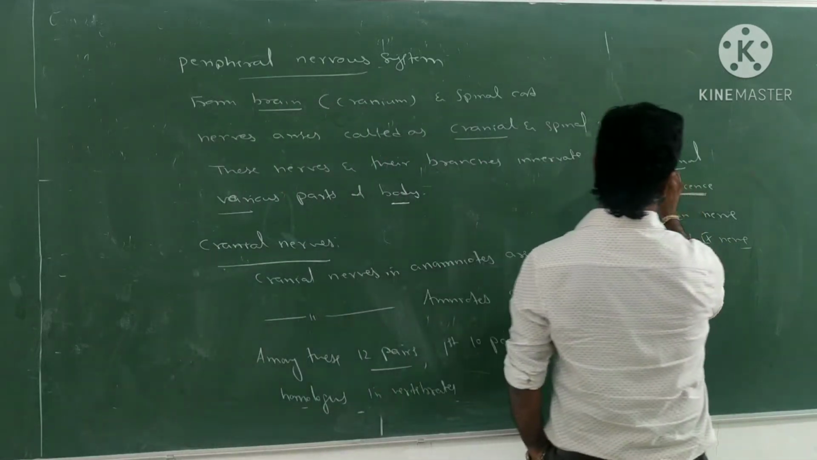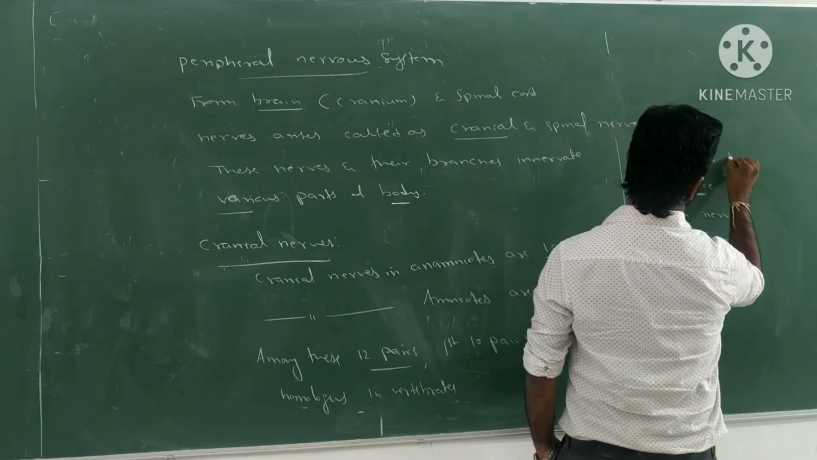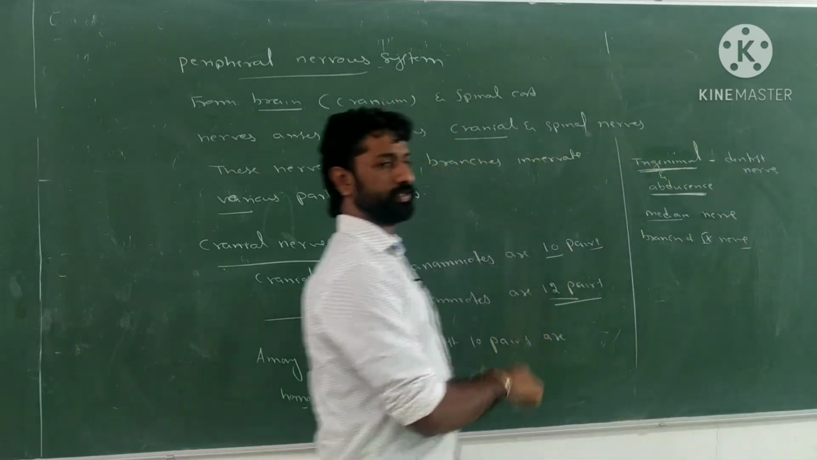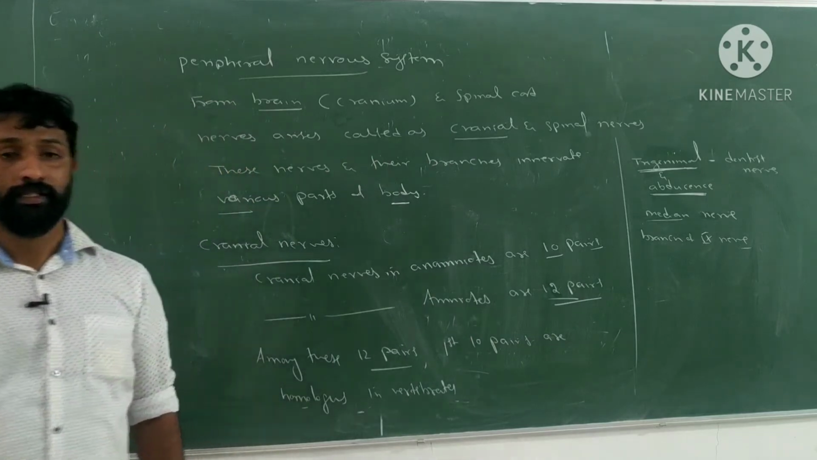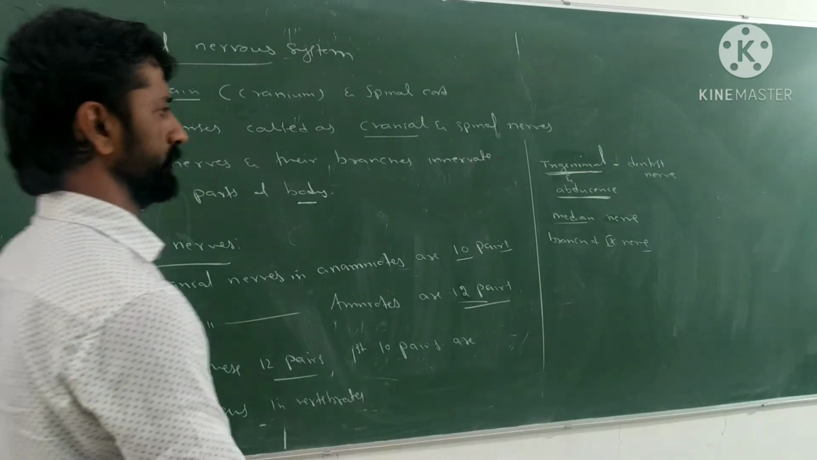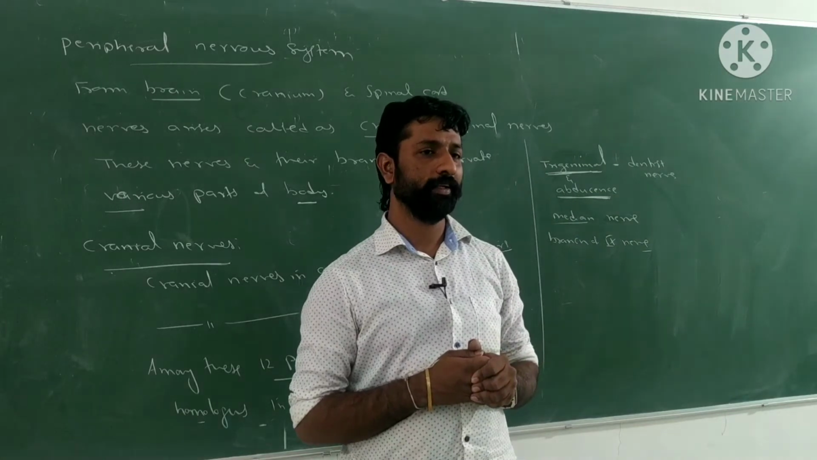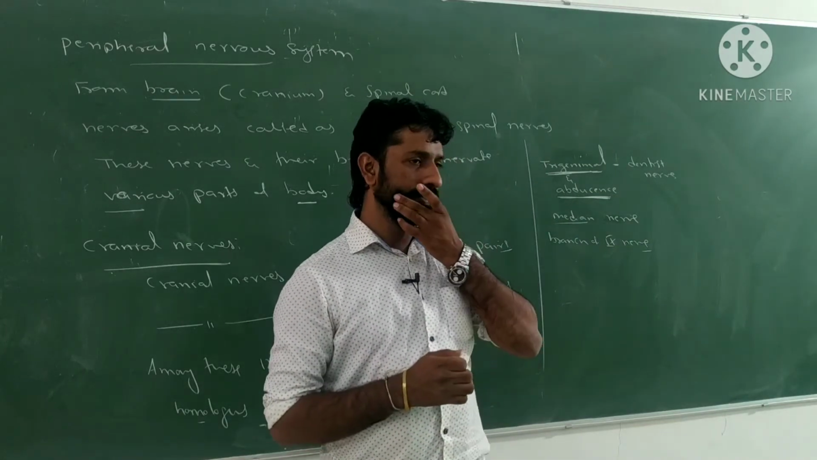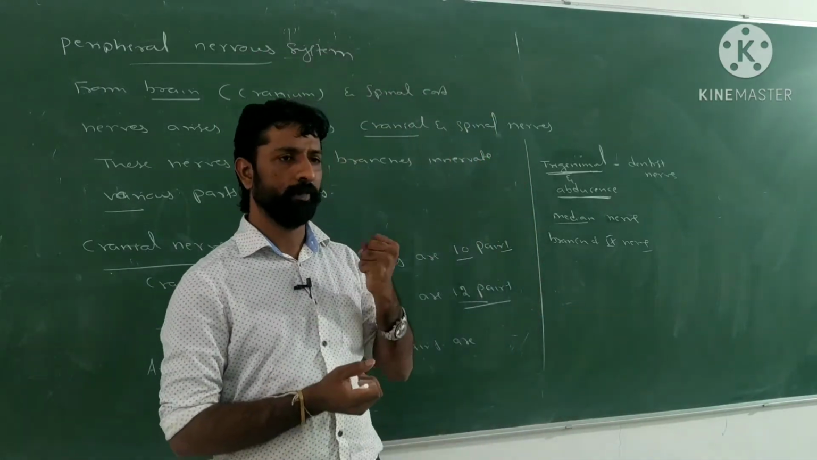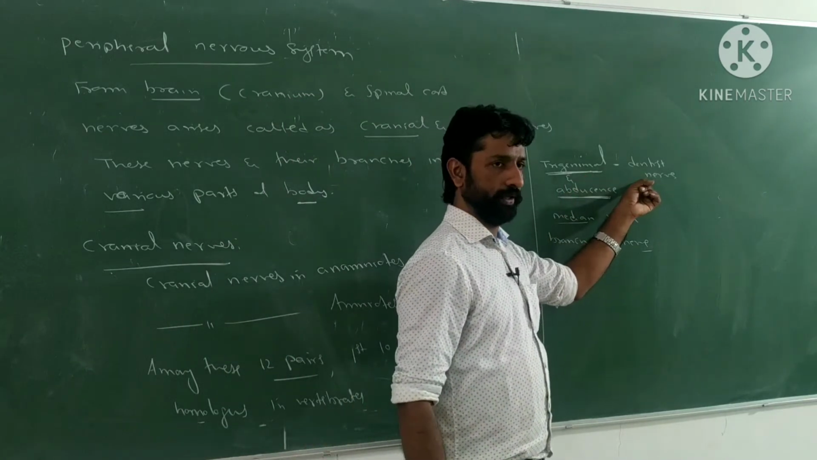See here, the trigeminal nerve is called the dentist nerve. Why is it called the dentist nerve? It mainly covers the sensory part of the teeth, and it also helps in the mastication of food, or the movement of the jaw. So it is called the dentist nerve.